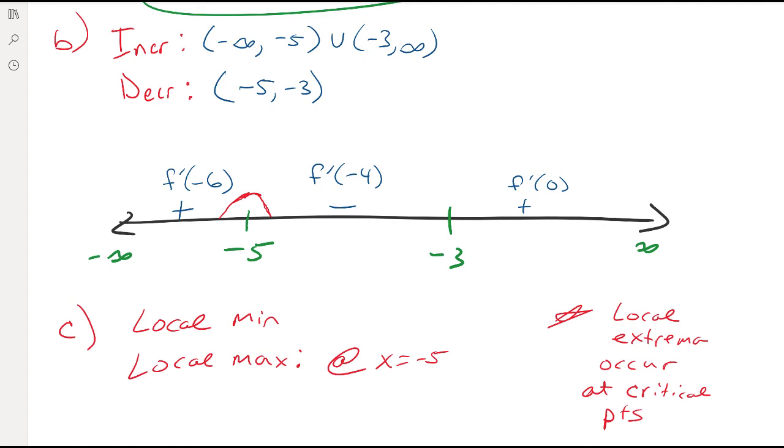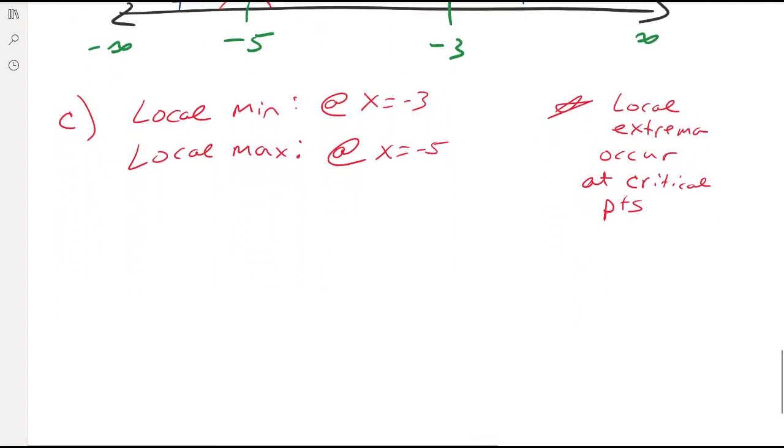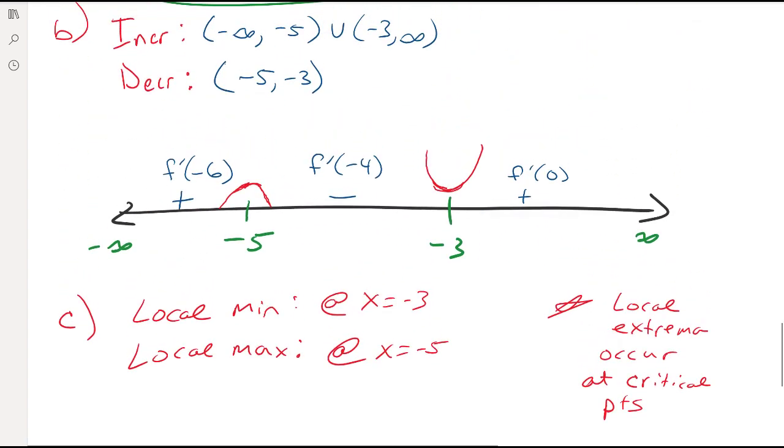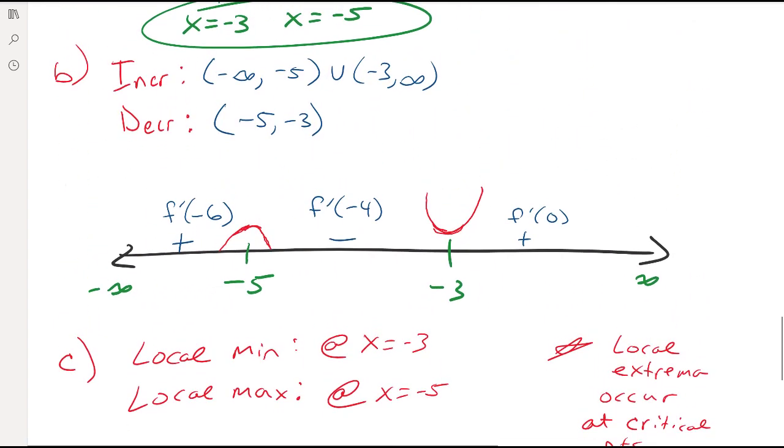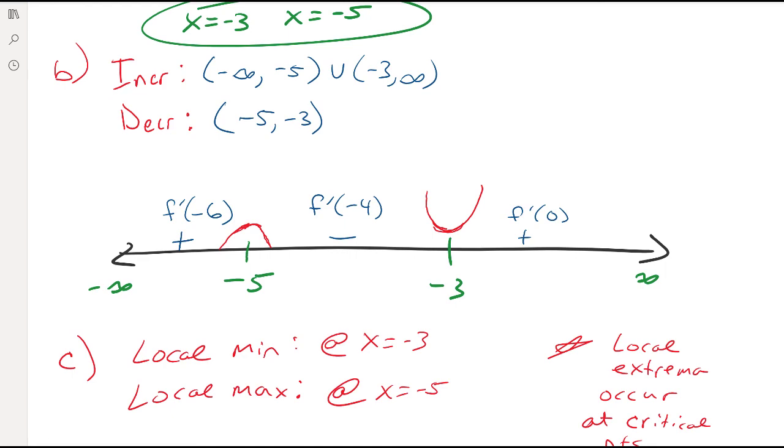At -3, to the left of -3, we are decreasing. At -3, we flatten because it's a critical point. And then to the right, our analysis said we have to increase. That creates that action, and we now have a local min at x equals -3. All right, so that's how you use your first derivative test to determine increasing, decreasing and the location of any local extrema, min and max.